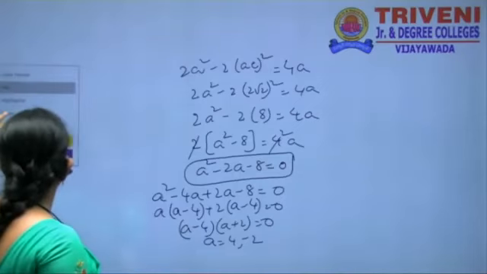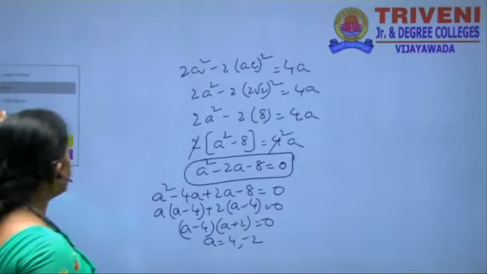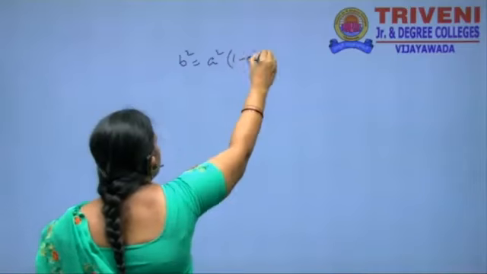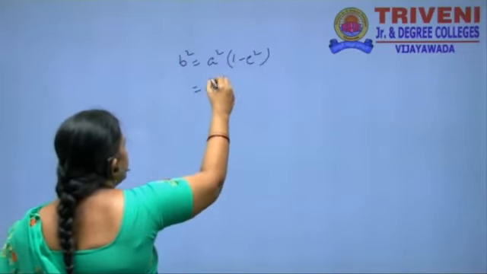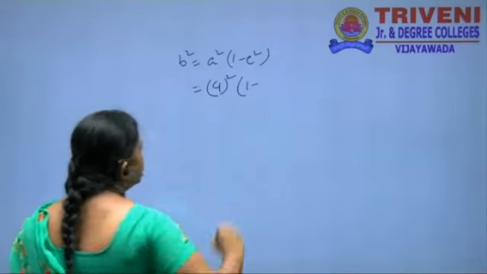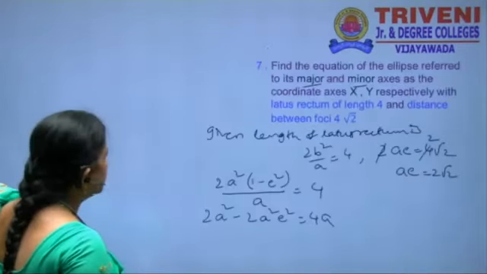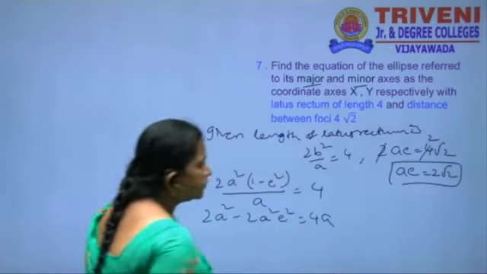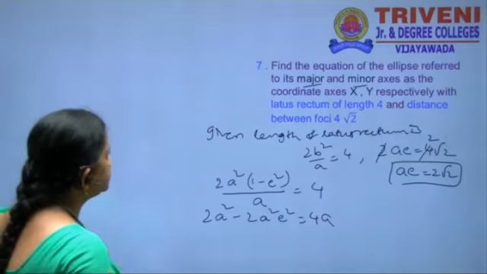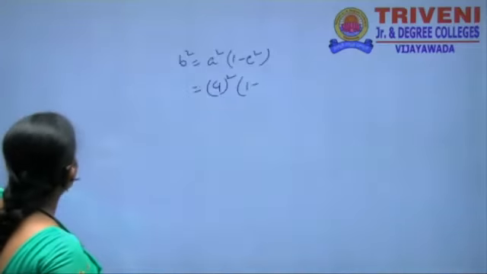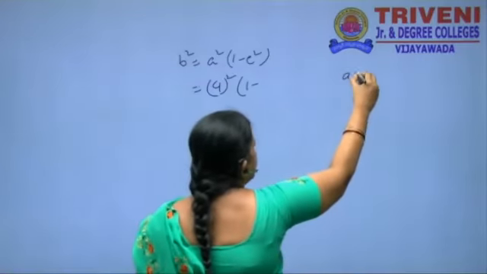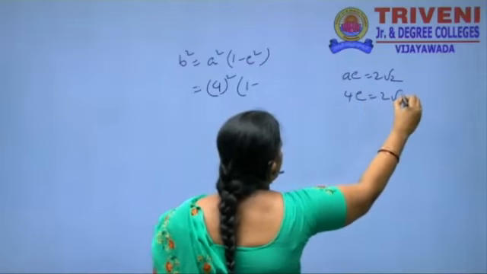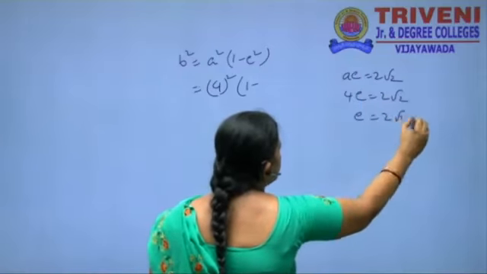Then b square. We have to find the value of b square, which is a square into 1 minus e square. You know the value of a square, a is 4, and what is the value of e here? ae is equal to 2 root 2. Then substitute the value of a here: 4e is equal to 2 root 2.